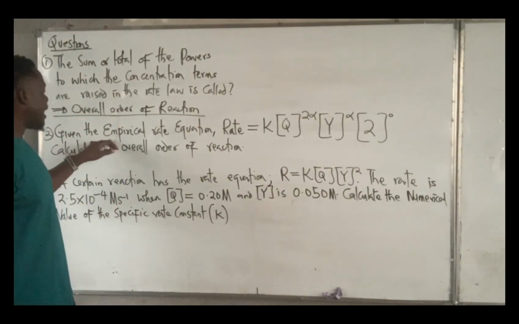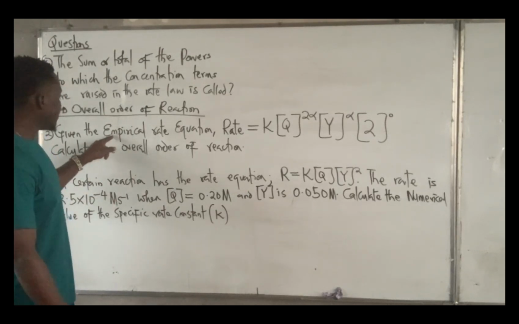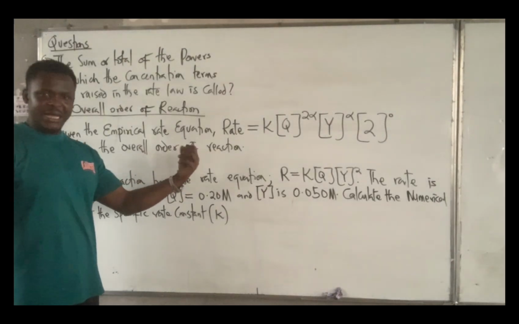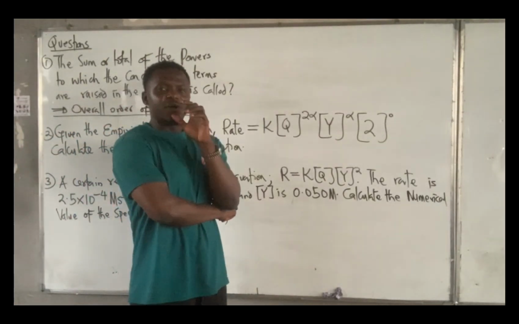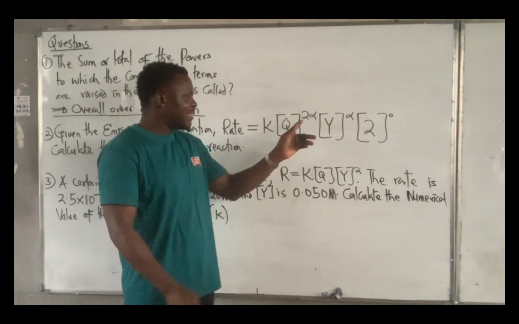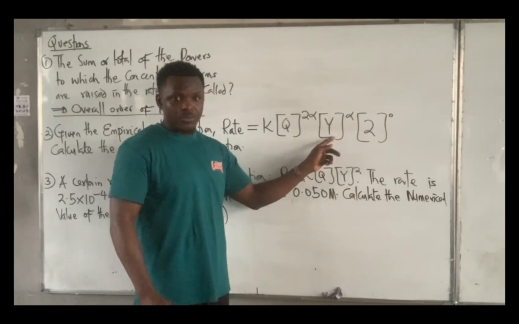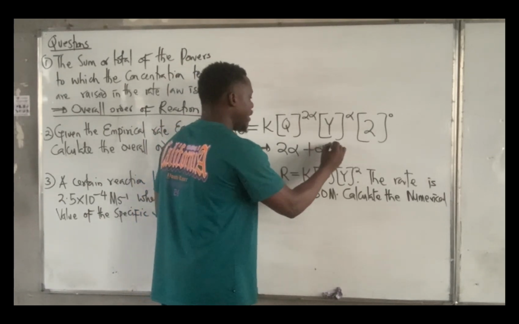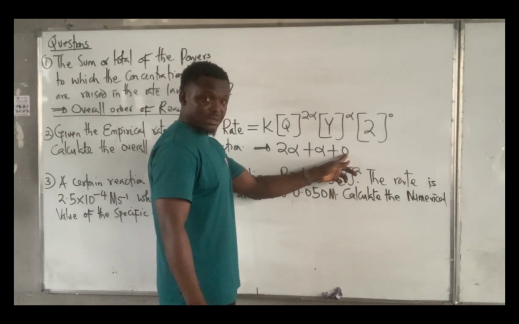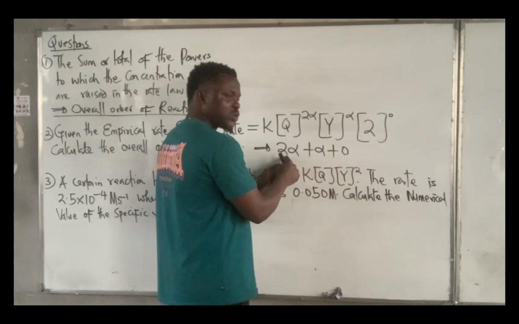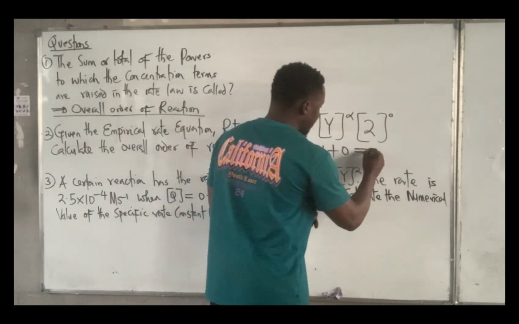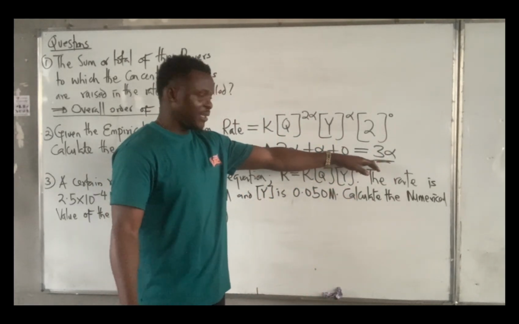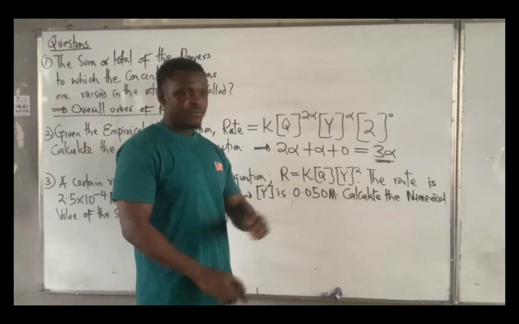Now, look at this guy. He said, given the empirical rate equation, calculate the overall order of the reaction. Class, remember, overall order of the reaction is obtained by adding the powers. Is it not so? So look at this guy. The first one is 2 alpha plus 0. You can ignore 0, right? Alpha plus 2 alpha will give us what? 3 alpha. So the answer to this is 3 alpha. I don't care what the alpha value is. So that's the concept behind this. You just sum the powers here and you're done.